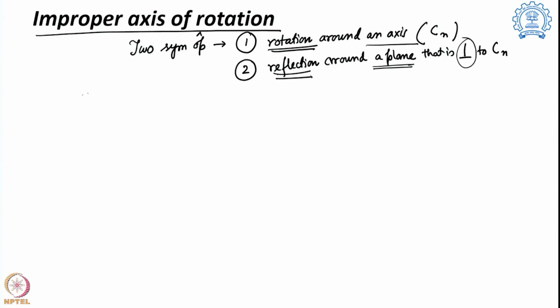So, obviously the symmetry elements we have over here are also two of them. One of them is an axis and the second one is a plane.